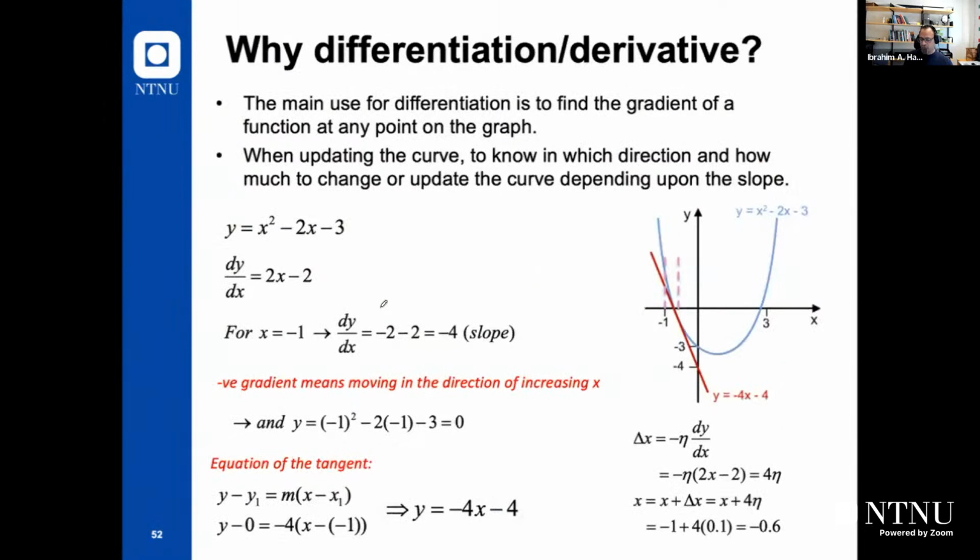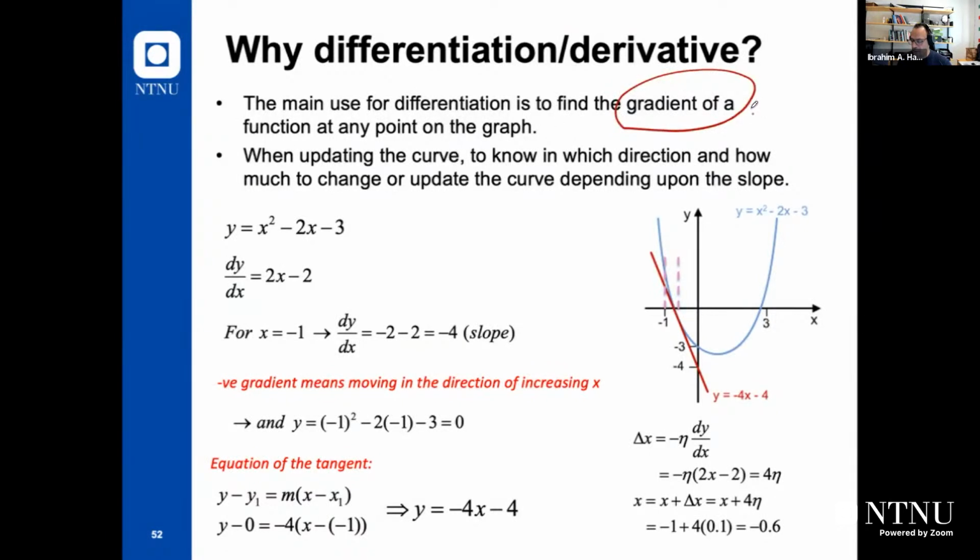Why is it important to have a function which is differentiable? It's important that this function should be differentiable because we need to calculate the gradient, because we will use gradient descent as an optimizer. If you use gradient descent, your function must be differentiable. Otherwise, you will not be able to find the formula which will be used for adjusting your weights. The main use of differentiation is to find the gradient of the function at any point on the graph, right?